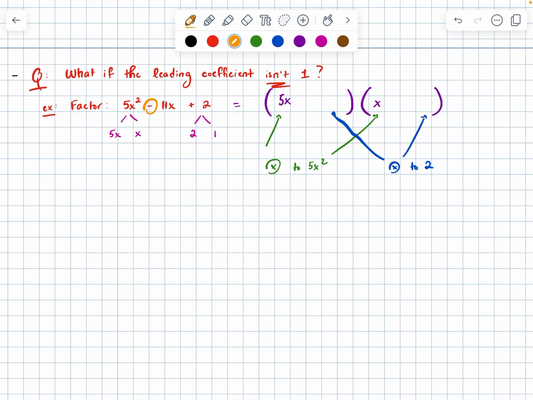No way that positives can get me to a negative middle coefficient. This has to be a negative 2 and a negative 1. So both of these need a negative sign in the middle. The only question now is where do I slot the 1 and the 2?